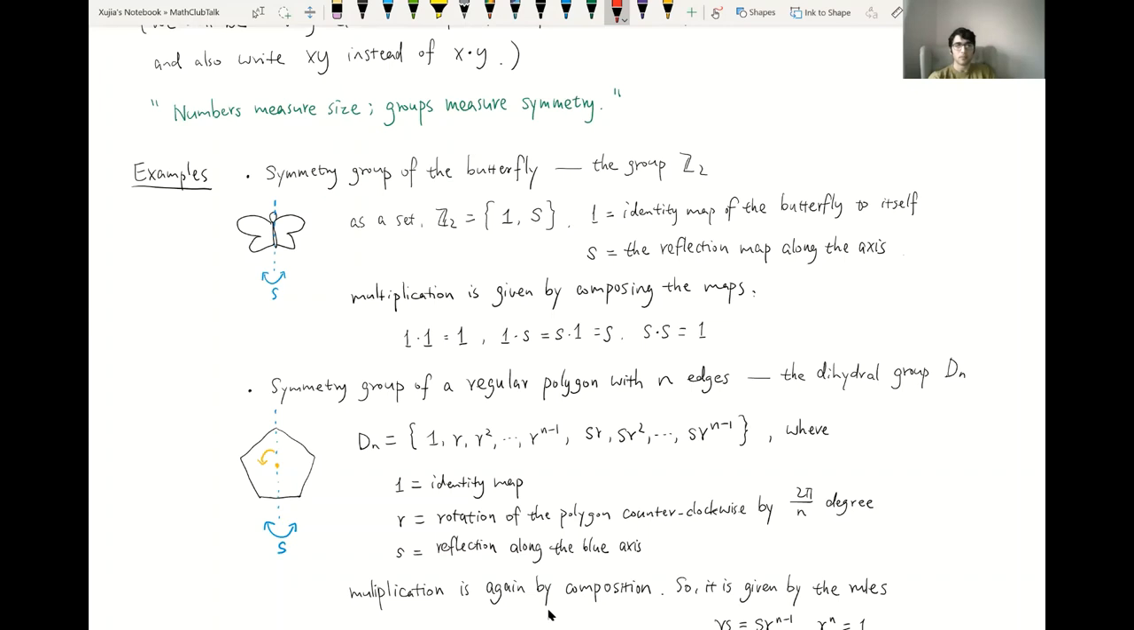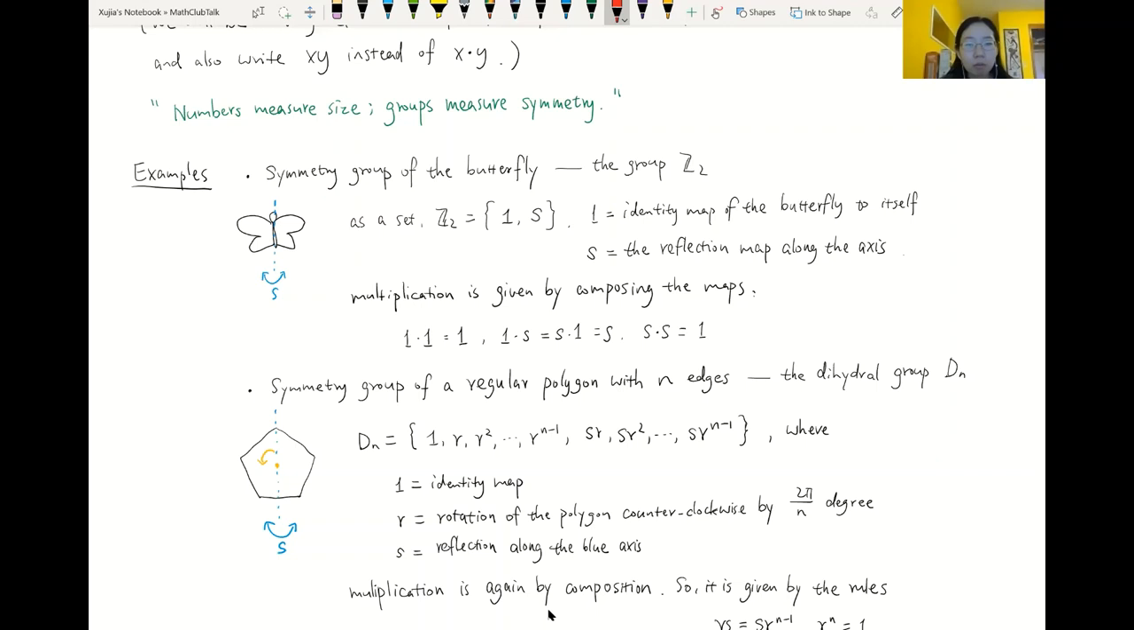Okay. So for example, this butterfly has this symmetry and we can define its symmetry group, which as a set consists of two elements. The first is the identity. The second is just this reflection. And the multiplication is given by composing those symmetries as maps. So for example, we compose this reflection with itself, just reflect this picture twice, and we get the identity map.